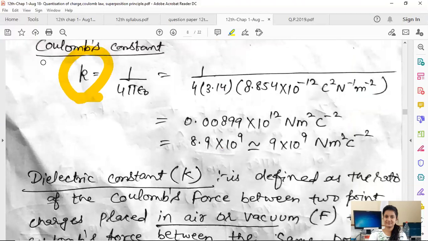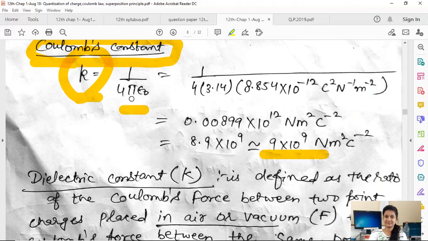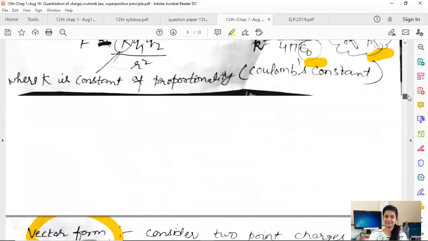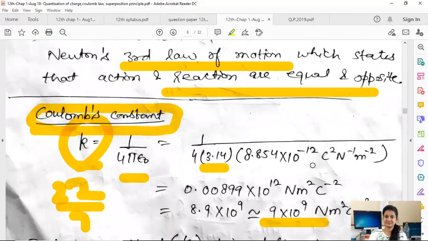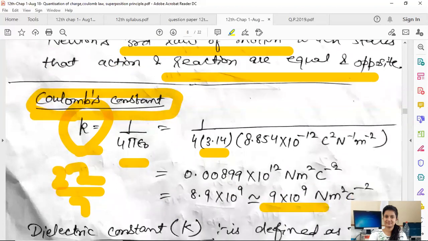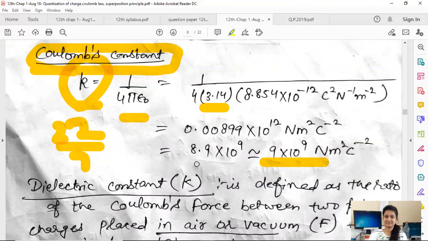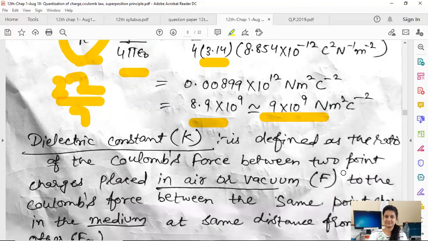If you want to calculate the Coulomb's constant, as this value is required to solve many numericals, you must know its value. And 1 by 4 pi epsilon naught, how do you calculate it? You can write pi as 3.14 or 22 by 7 also. Here I have taken 3.14. And epsilon naught is the absolute permittivity of free space. What is absolute permittivity of free space? This is the capability of vacuum to permit an electric field. Its value is 8.854 into 10 raised to power minus 12 Coulomb square per Newton per meter square. After solving, we get the Coulomb's constant as 9 into 10 raised to power 9 Newton meter square per Coulomb square.